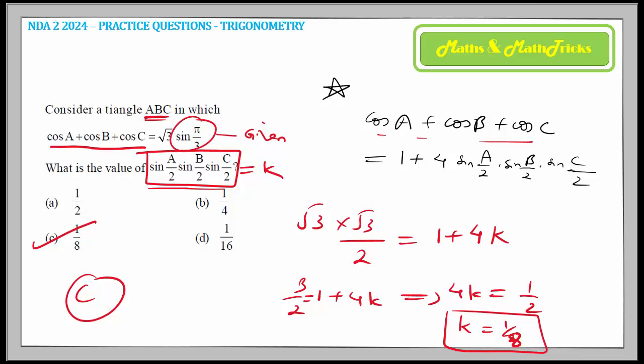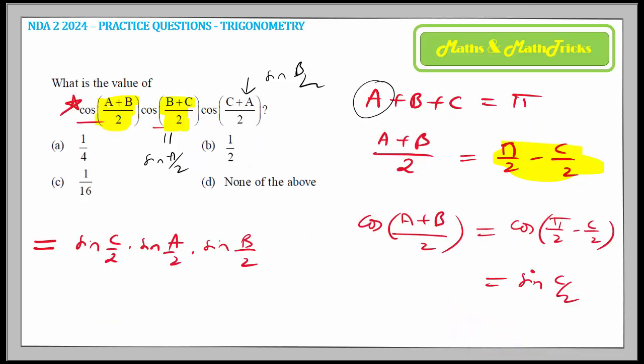Right. So now what is the concern here? The value of cos (A plus B)/2, cos (B plus C)/2, cos (C plus A)/2 is equal to 1 by 8. Isn't it? 1 by 8, which is not given in the options. Hence the right choice is what? D. Option D for this question.